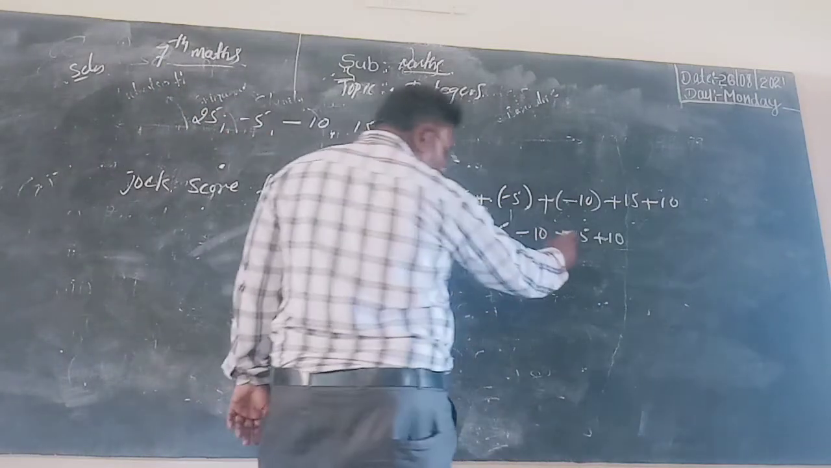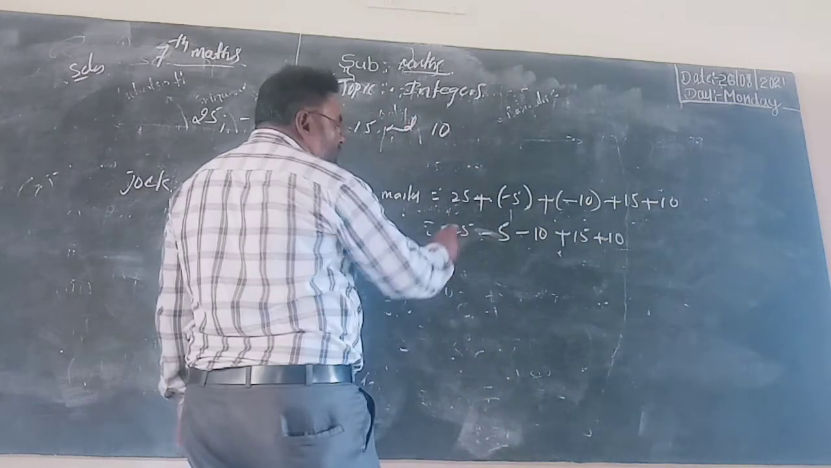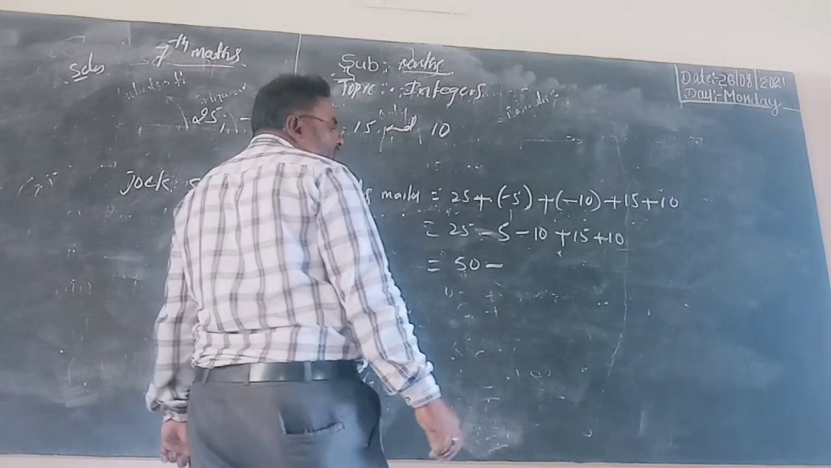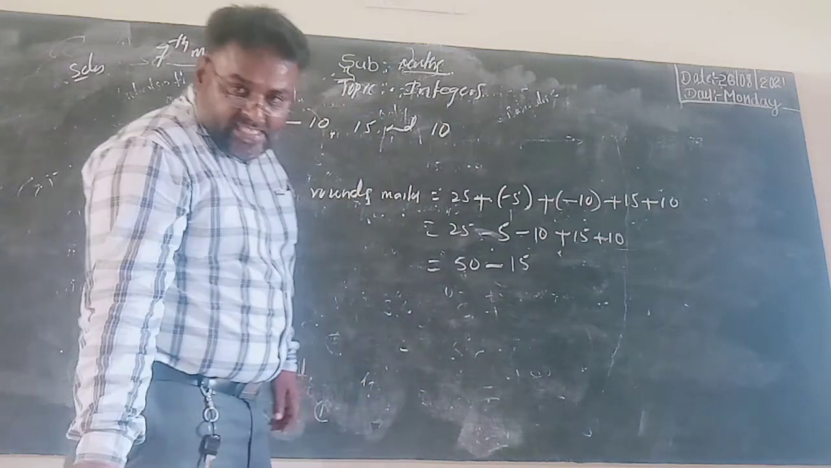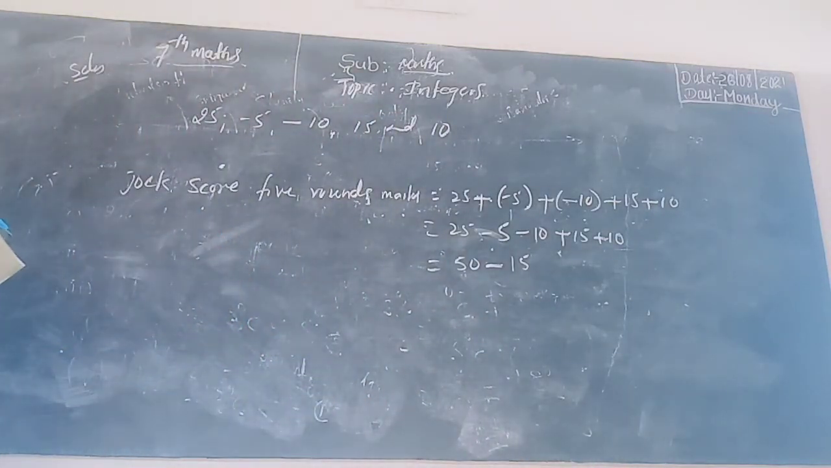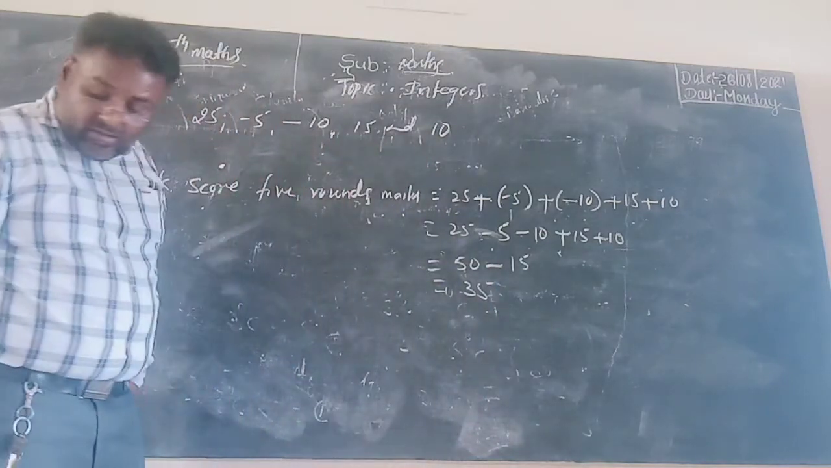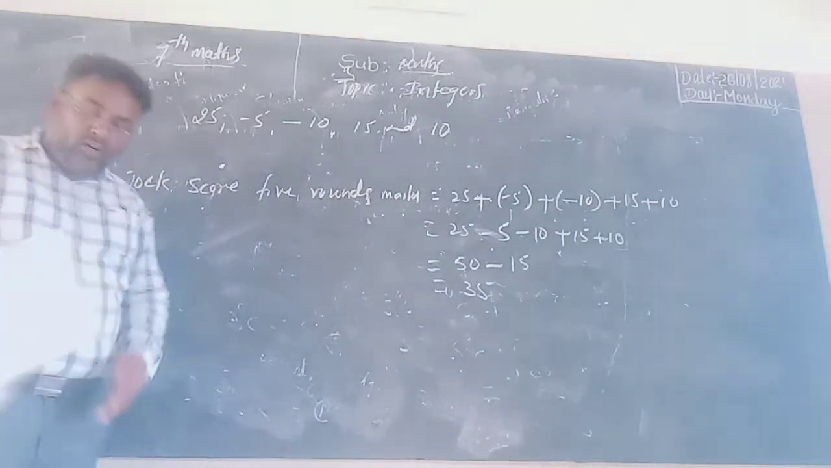Add the positive terms, next add the negative terms. 10 plus 15 is 25, 25 plus 25 is equal to 50. Minus 5 minus 10 is equal to minus 15. That is how much? 50 minus 15 is 35. 35 is his total at the end.